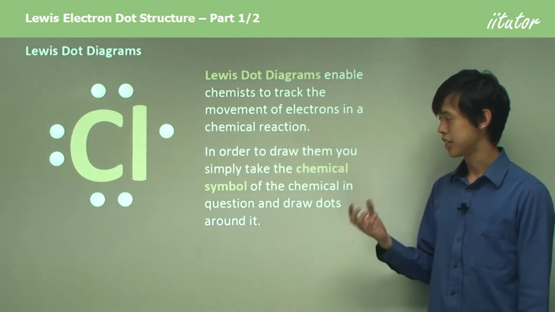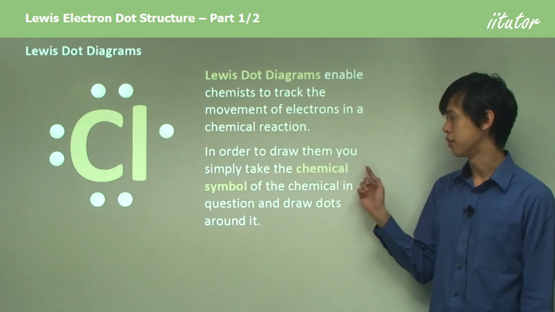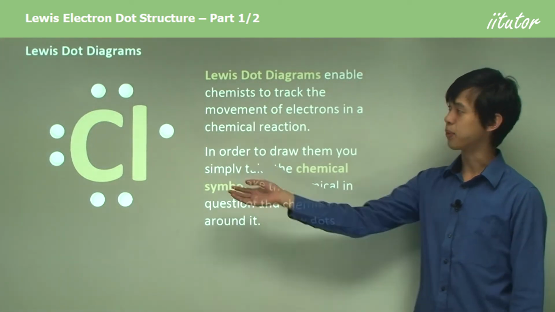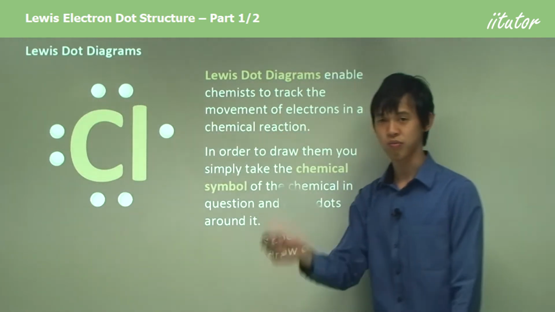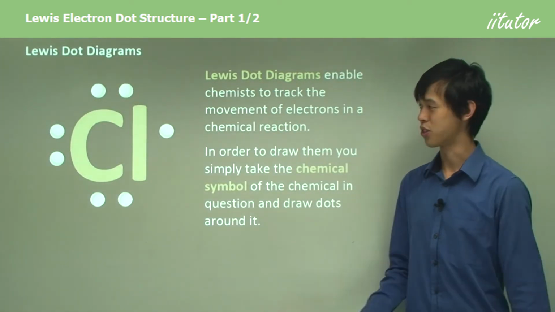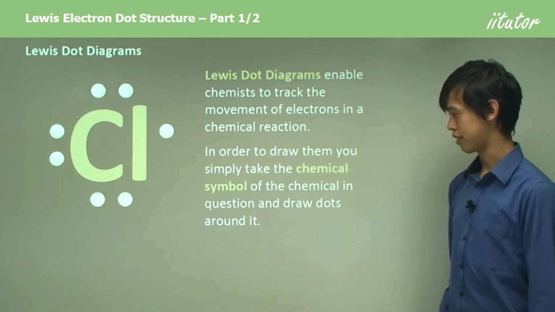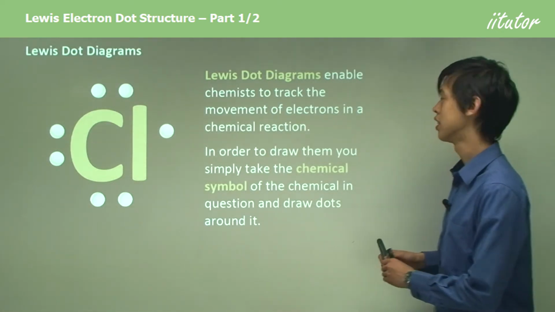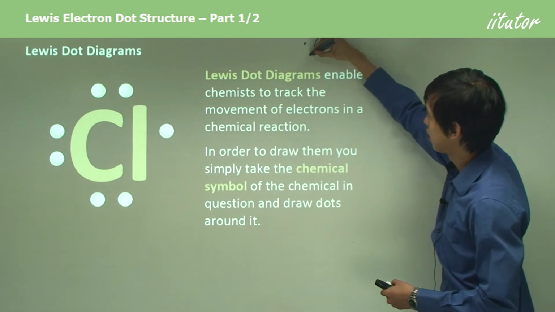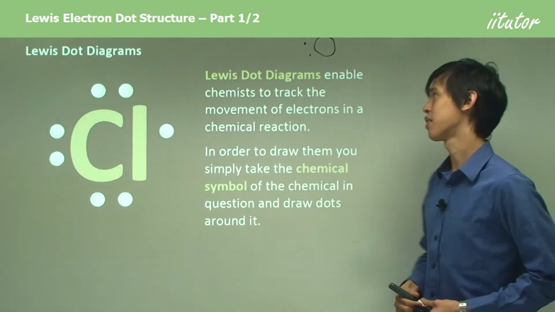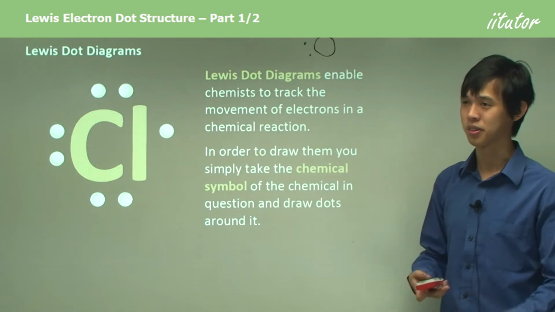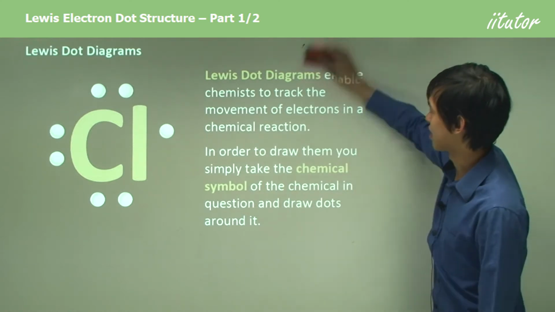In order to draw these Lewis dot diagrams, you simply take the chemical symbol of the chemical in question. In this case, we're going to take chlorine. We just write the chemical symbol and draw dots around it. That's all. Just draw dots. So if I was doing oxygen, I've got O, and then I just draw dots around it. The reason I hesitated with O just then was because drawing circles around a circle doesn't really make sense.